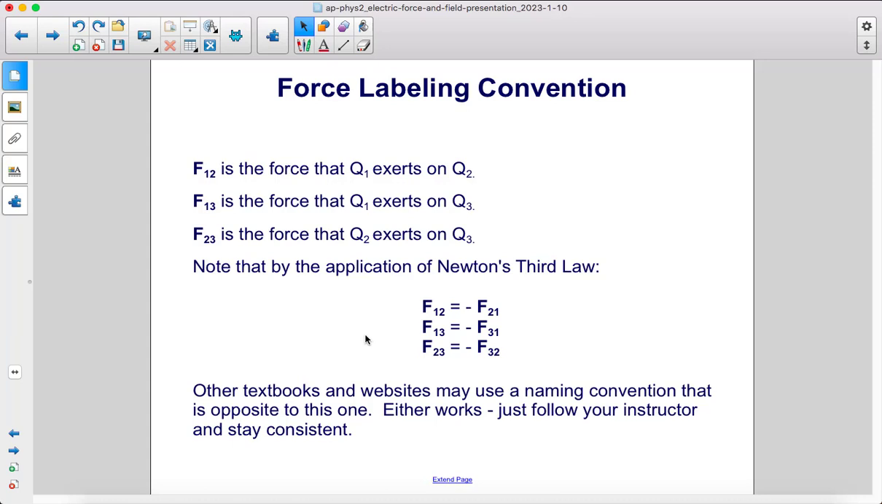Here is the labeling convention. F12 will be the force that charge 1 exerts on charge 2. F13 will be the force that charge 1 exerts on 3, and F23 will be the force that 2 exerts on 3. Note that by application of Newton's third law, the force that 1 exerts on 2 will be equal to the negative of the force that 2 exerts on 1, because they're equal in magnitude but opposite in direction. Other textbooks and websites may use a different naming convention. It might be opposite to this one, so it might be F21. Either works, just follow your instructor and stay consistent.